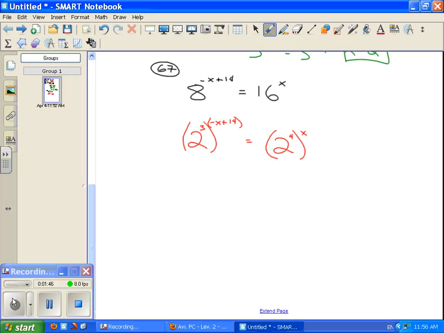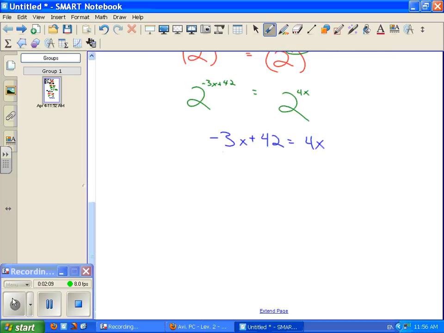When you have a power to a power, this is 2 to the 4x equals 2 to the what? Negative 3x plus 3 times 14. So 30 plus 12, that's 42. So I have 2 to the something equals 2 to the something, so I really don't need the 2's anymore. It's negative 3x plus 42 equals 4x. Everything onto one side. Divide both sides by 7. And x is 6. Good.